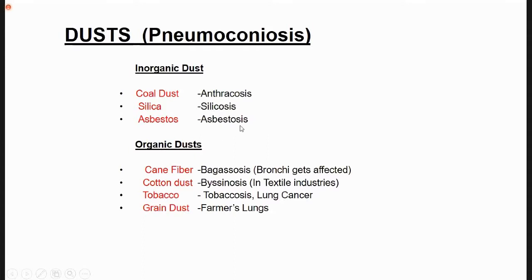Silicosis, again a lung disease. Asbestosis causes lung disease or lung cancer due to silica and asbestos dust. Cane fiber causes bagassosis in sugarcane industries; the end product is bagasse, which affects the bronchi and lungs. Byssinosis is a disease which occurs in textile workers due to cotton dust. Tobacco dust can cause lung cancer, and grain dust can cause farmer's lung. This is important, and in the next lecture we will go into detail about pneumoconiosis and dust-related diseases.